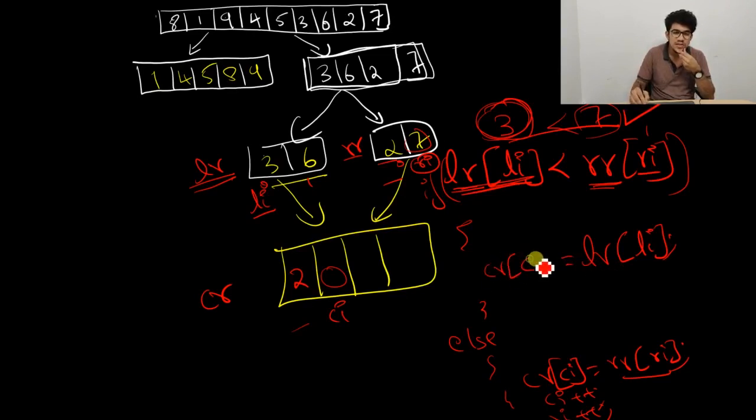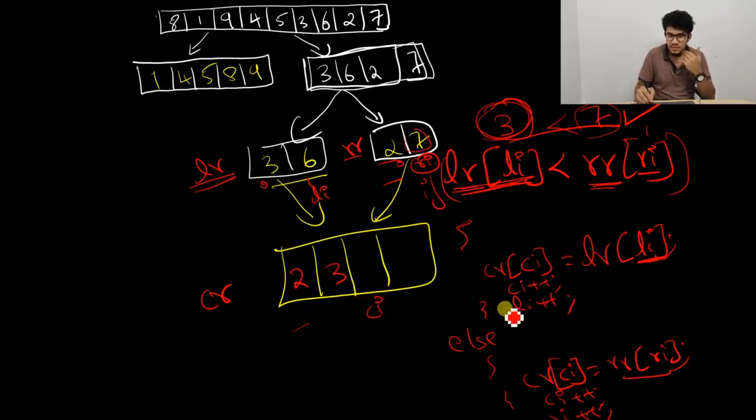CR of Ci. But immediately I have to do Ci plus plus. Not only that, Li is stored, so Li plus plus. So now I am storing this 3 here. Then Ci plus plus, so Ci comes here. Not only that, Li plus plus, your Li comes here. Okay, done. Then again it will check the condition.